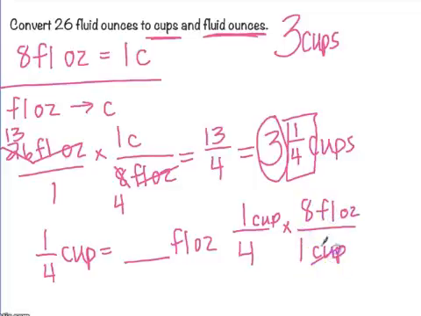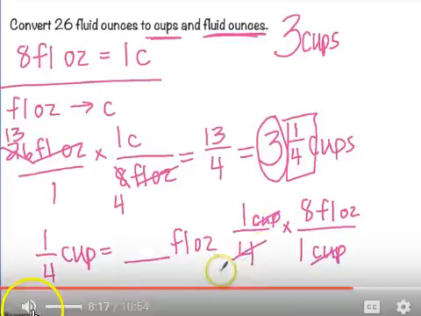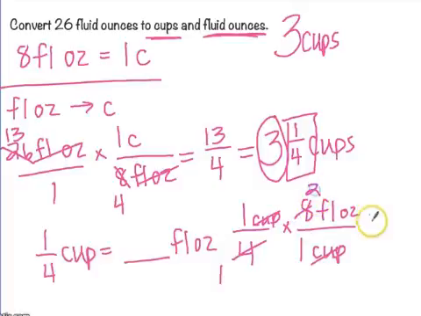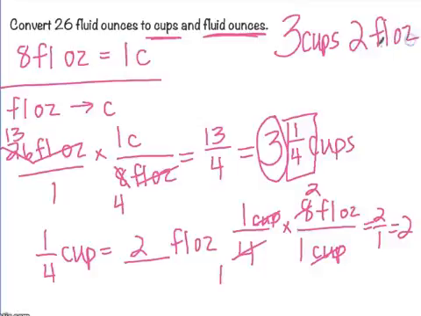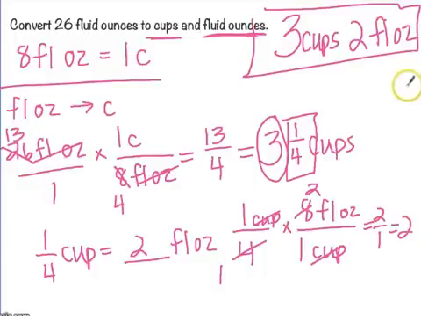Now this gives me my cups diagonal from each other, which is always the goal. So I can simplify here, and I get 2 over 1, which is equal to 2. So I know that that's 2 fluid ounces. 1/4 of a cup is equal to 2 fluid ounces. So my final answer is that 26 fluid ounces is 3 cups, and then 2 fluid ounces left over.